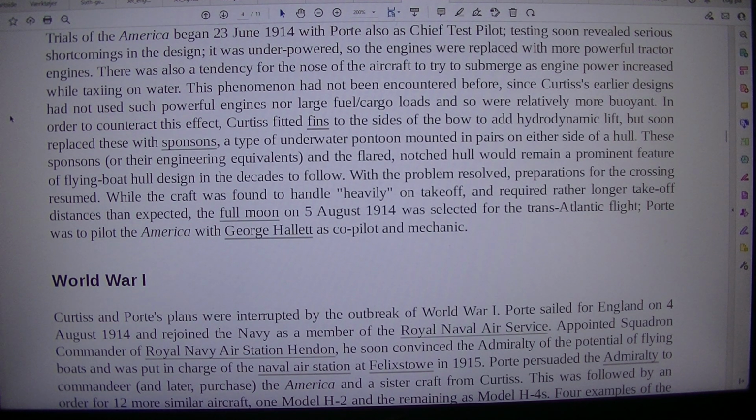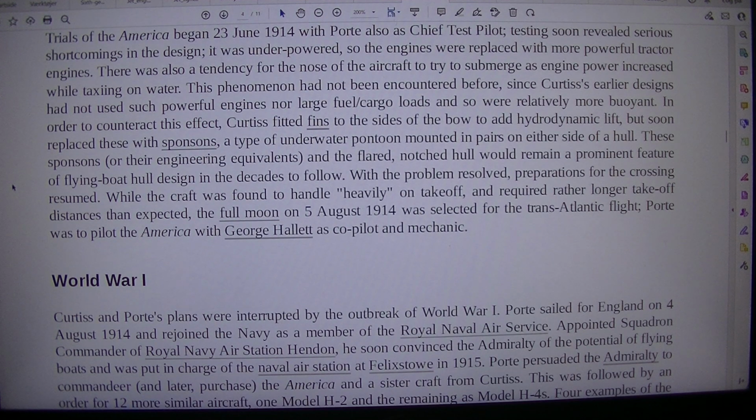In order to counteract this effect, Curtiss fitted fins to the sides of the boat to add hydrodynamic lift, but soon replaced these with sponsons, a type of underwater pontoon mounted in pairs on either side of a hull. These sponsons, or their engineering equivalents, and the flared, notched hull would remain a prominent feature of flying boat hull design in the decades to follow.